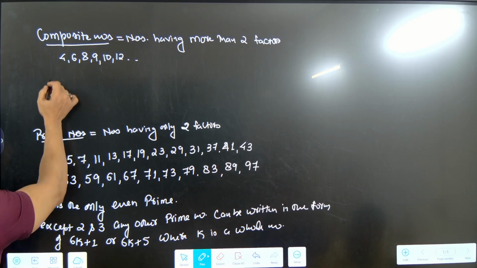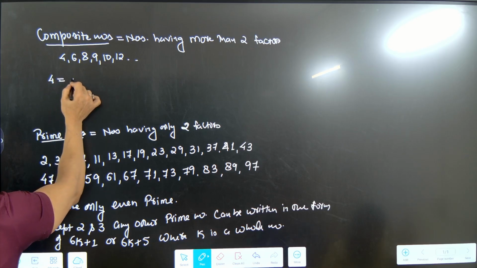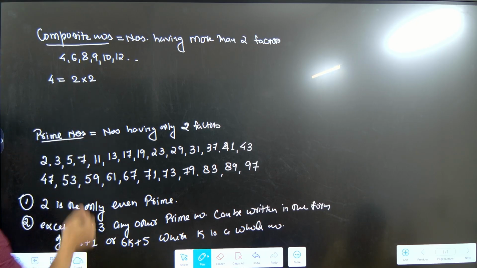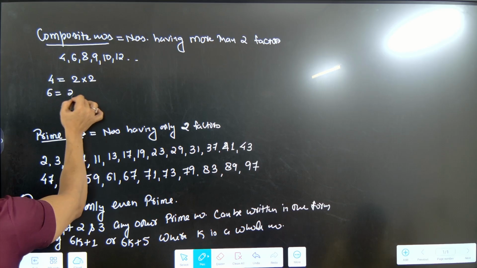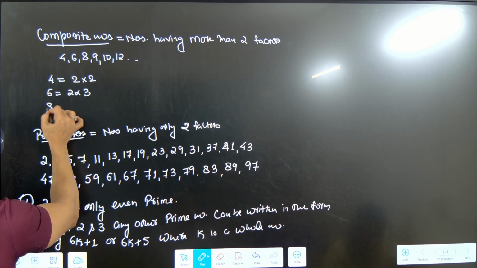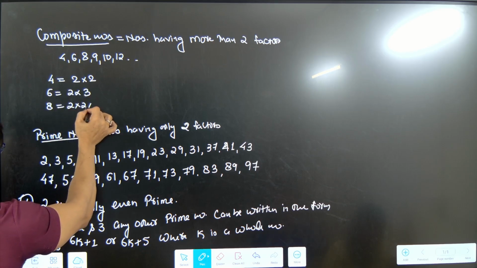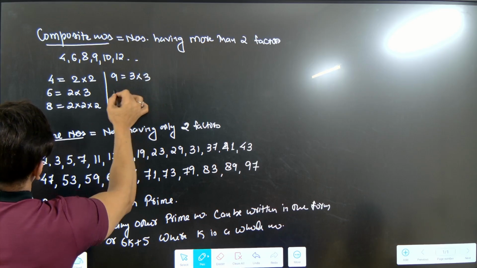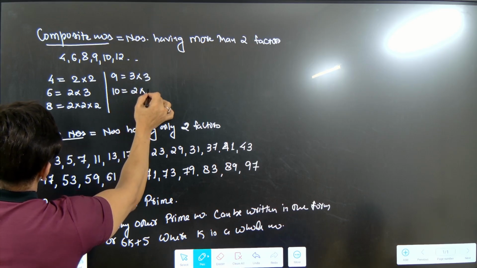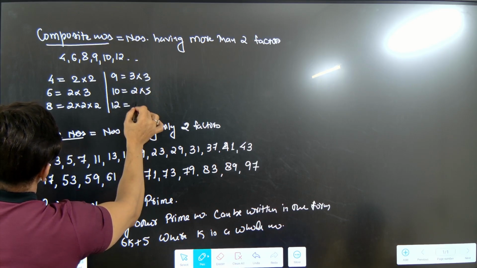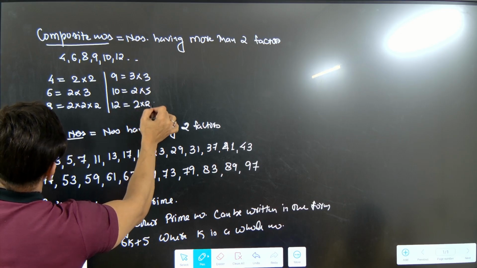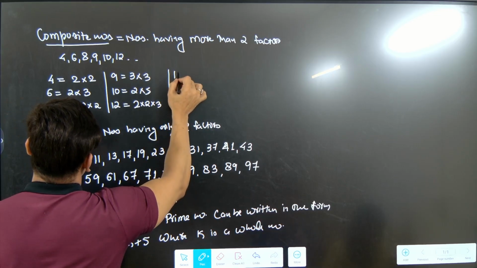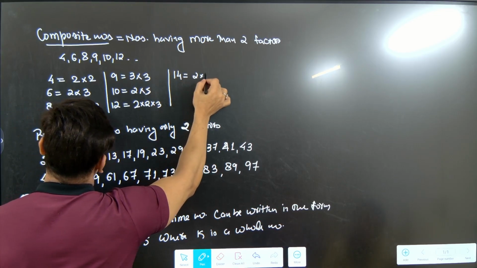So if you get 4, what is 4? Made by 2 and 2. 6 is what? 8 is again 2 into 2 into 2. Look at 9. 9 is what? 3 into 3. 10 is what? 2 into 5. 12 is what? 2 into 2 into 3. 14 is, let's say, 2 into 7.